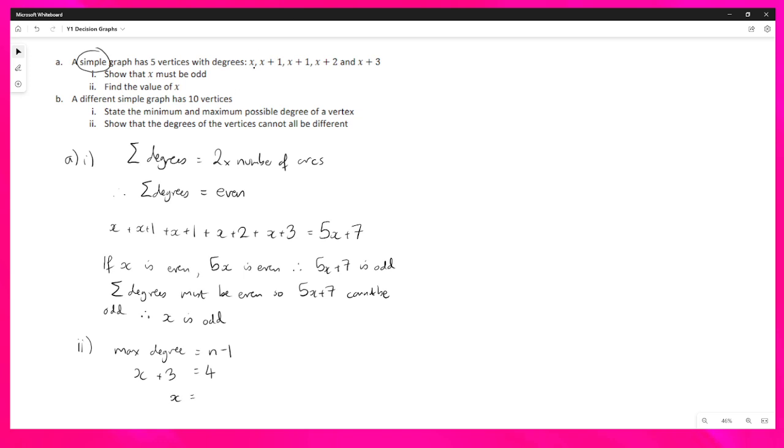x has to be a positive number because, well, you can have something with degree 0, but then this doesn't work. Regardless, this is the vertex with the largest degree. So therefore, x must be 1. So we know that this simple graph now has one vertex with degree 1, 2 vertices with degree 2, 1 vertex with degree 3, and 1 vertex with degree 4. So if we wanted to, we could then draw that.